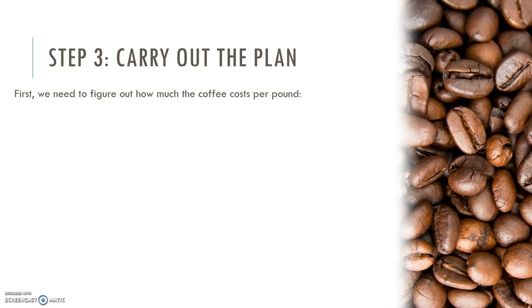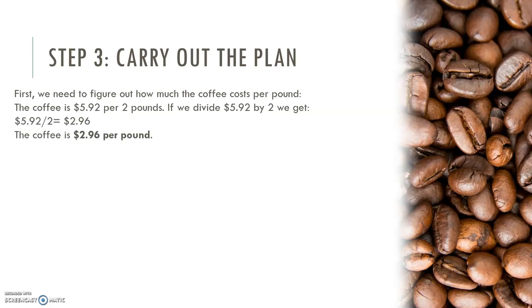First we need to figure out how much the coffee costs per pound. The coffee is $5.92 per 2 pounds. If we divide $5.92 by 2, we get $2.96. The coffee is $2.96 per pound.